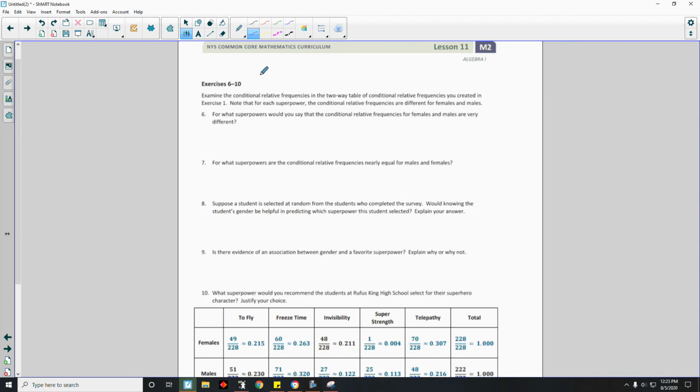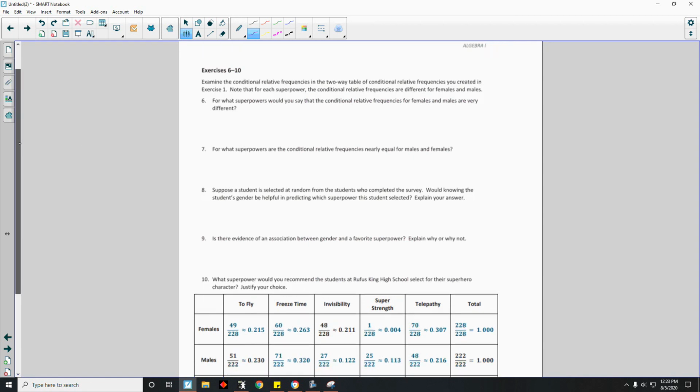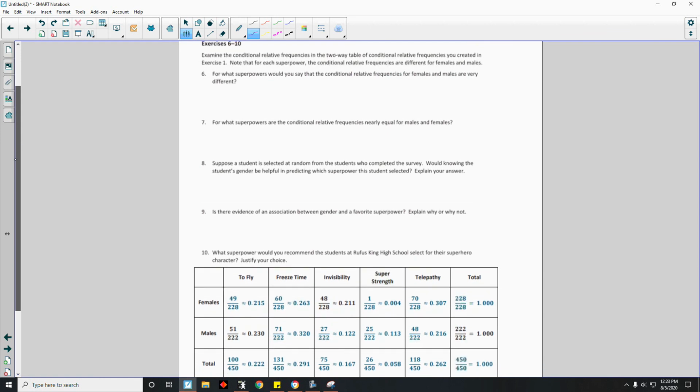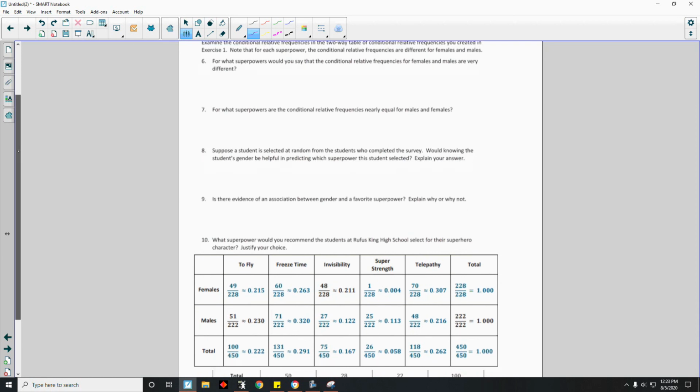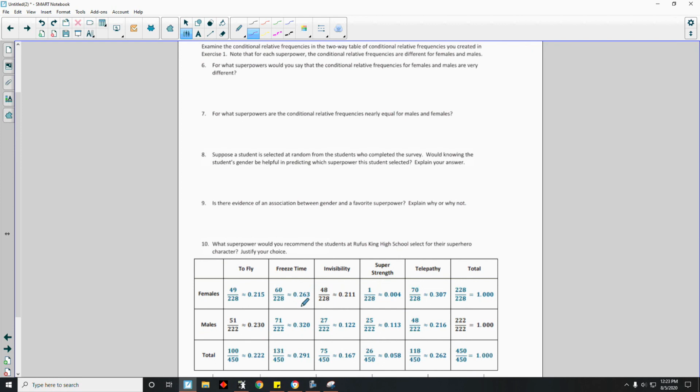Okay, page 3 brings us to the exercises, 6 through 10. Examine the conditional relative frequencies in the two-way table or conditional relative frequencies you created in exercise 1. Note that for each superpower, the conditional relative frequencies are different for females and males. 6. Okay, so I've copied the table from the prior page down at the bottom, so we will refer to that while we're working on this. It says, for what superpowers would you say that the conditional relative frequencies for females and males are very different?